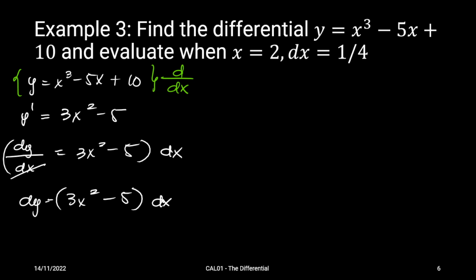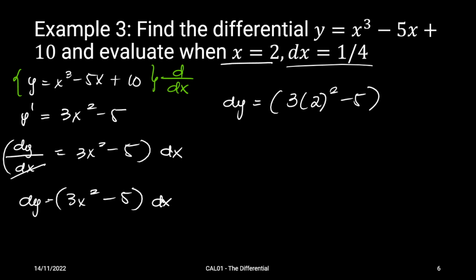Okay, but we have values of x and dx here. x is equal to 2, dx is equal to 1/4. So, we have dy is equal to 3 times 2 squared minus 5 times 1 over 4. So, this is equivalent to 2 squared is 4 times 3 is 12. Minus 5 is 7. So, we have 7 over 4. This is the value of dy.